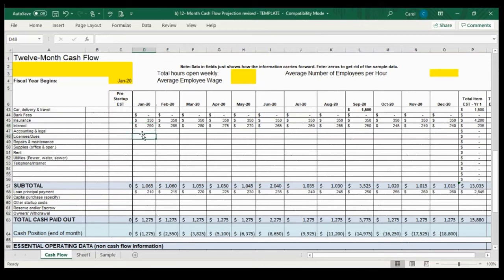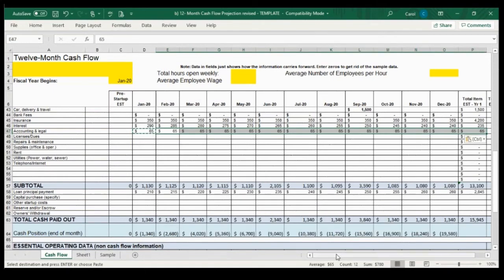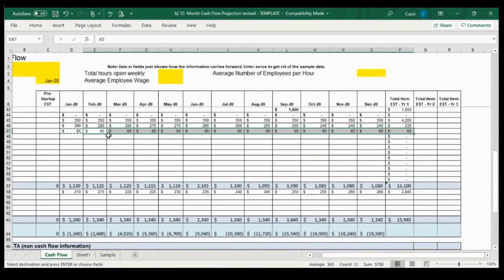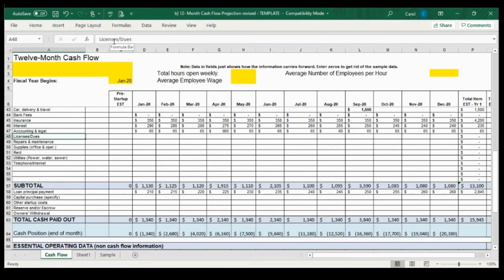Okay. Accounting and legal, let's say that you pay for QuickBooks and you have an employee. So let's say you pay about $65 a month for QuickBooks Online. And let's say that you have an accountant then, though, that does your taxes for you every year. And let's say they charge you $800. So in April, you're going to have a little extra. You're going to have the amount for your accountant.